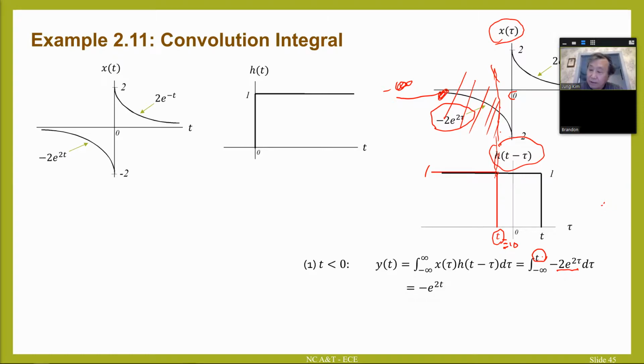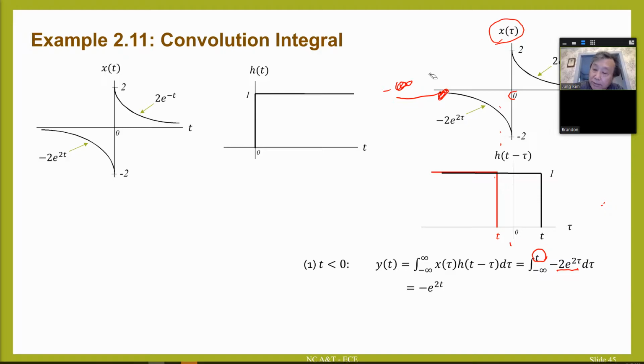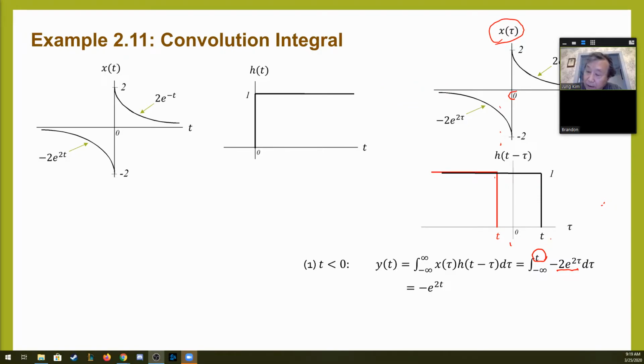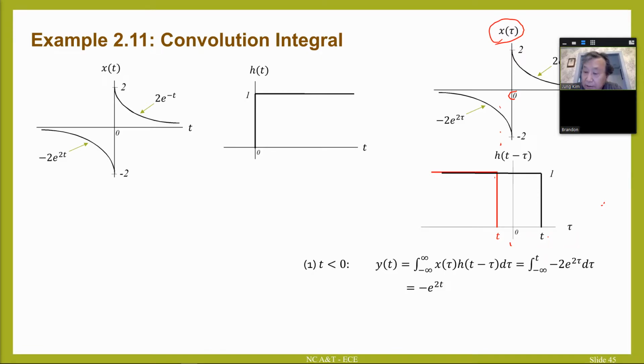Now suppose t is increased. The black line, t is increasing, and eventually t is greater than 0. If t is greater than 0, this function comes from minus infinity.